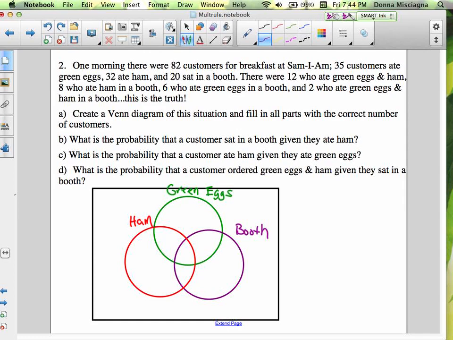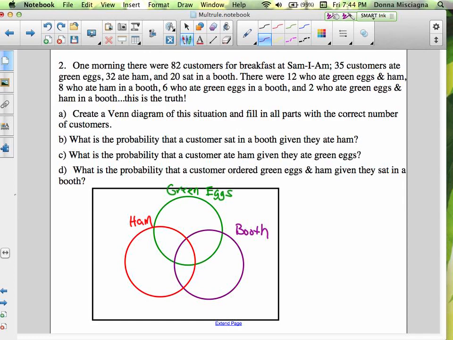The intersection we need to start with is, do you see that it's almost a triangle with rounded sides where green, red, and the blue circles intersect? We have to start there. Otherwise, we are going to have double counted values all over the place. If we just say, okay, there were 35 who ate green eggs, and we stick 35 in the section for just green eggs, we're going to count those people for green eggs, and then we're going to count them again for green eggs and ham, and then we're going to count them again for green eggs and we're going to have more people than there actually were customers here.